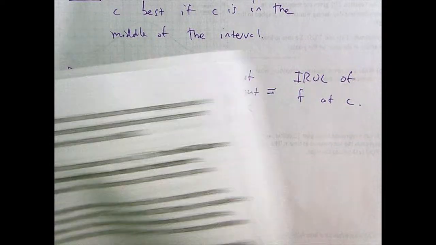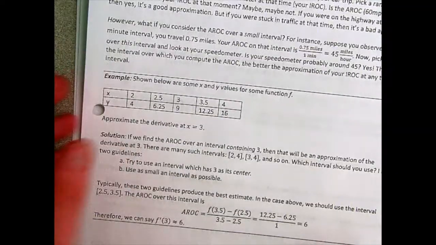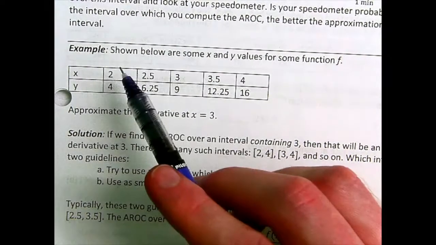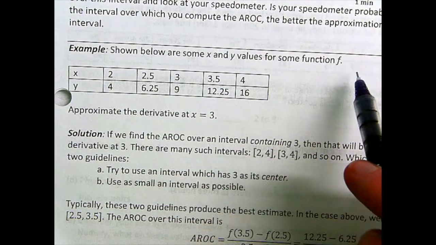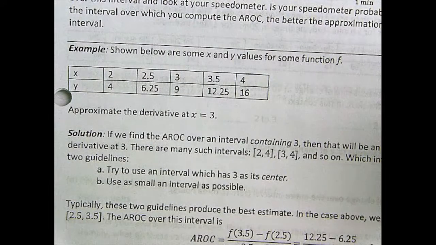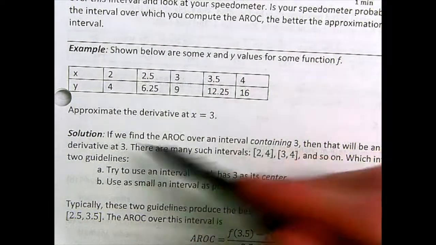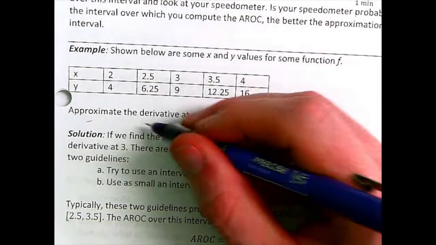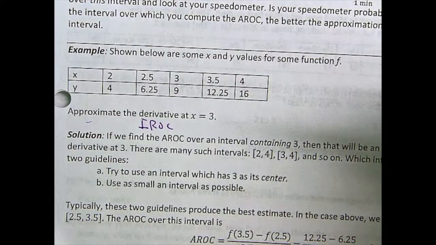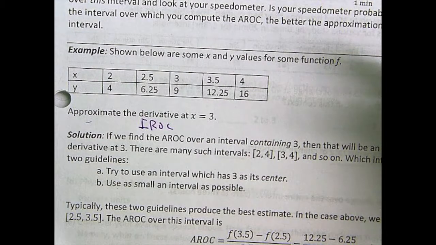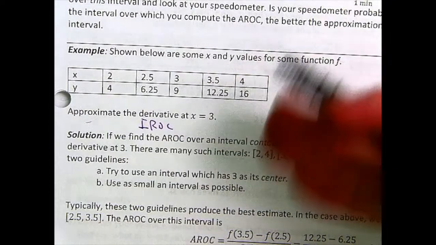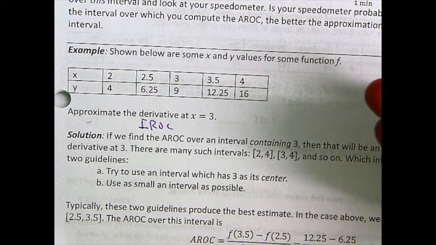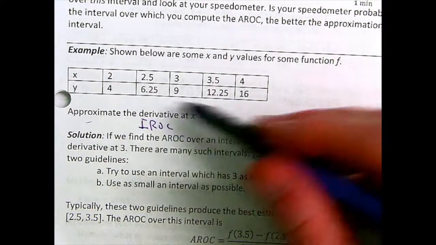All right, so let's just look at the example that I have in the worksheet, which you have a copy of through Canvas. It says, shown below are some x and y values for some function f. So we don't know the formula for f, we just have some table values, x and y values, and it says approximate the derivative at x equals 3. Of course, derivative means the same thing as the instantaneous rate of change. Now, the idea is that we know that the average rate of change can be used to approximate the instantaneous rate of change, right? So we can use that fact to do this approximation.